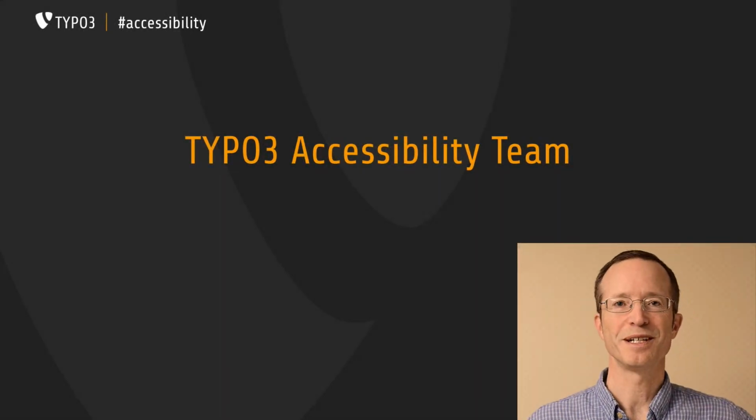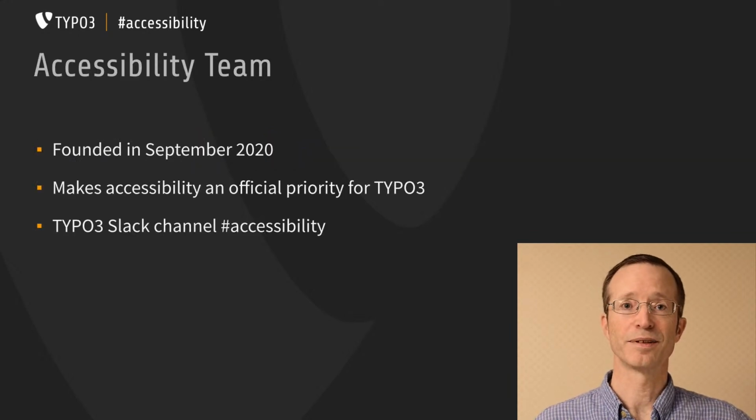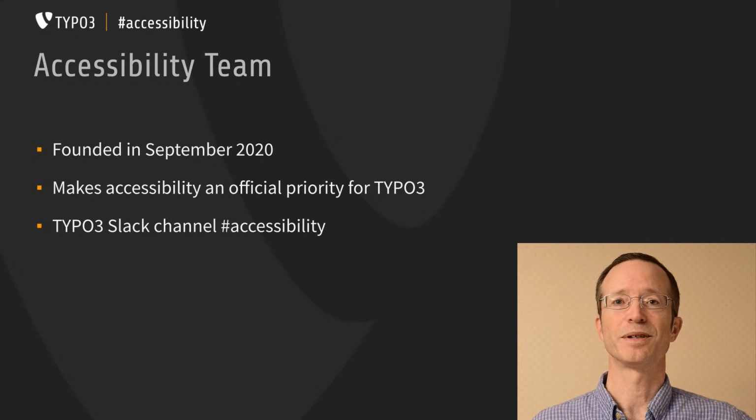TYPO3's accessibility team was launched in September 2020 after its startup phase as an initiative. The team elevates accessibility within TYPO3 as an official priority. These are our current team members, though several other people are engaged in this work, and everyone is welcome to join in and learn.